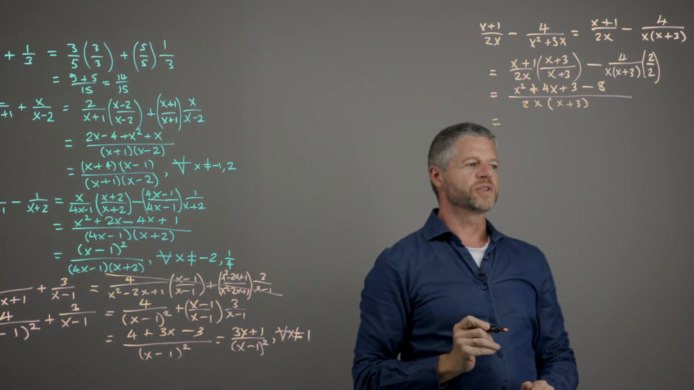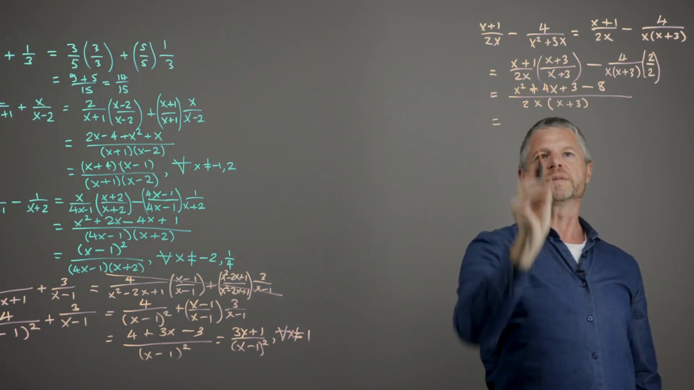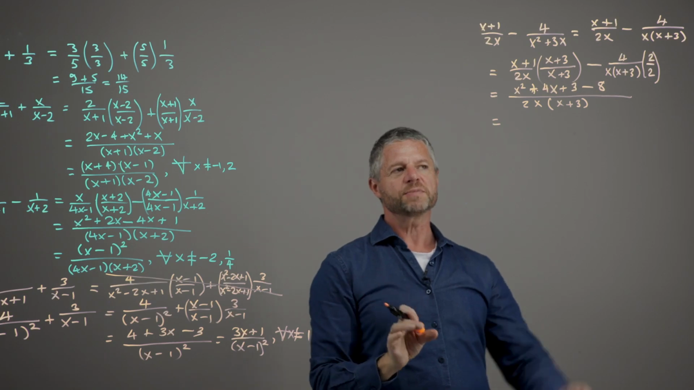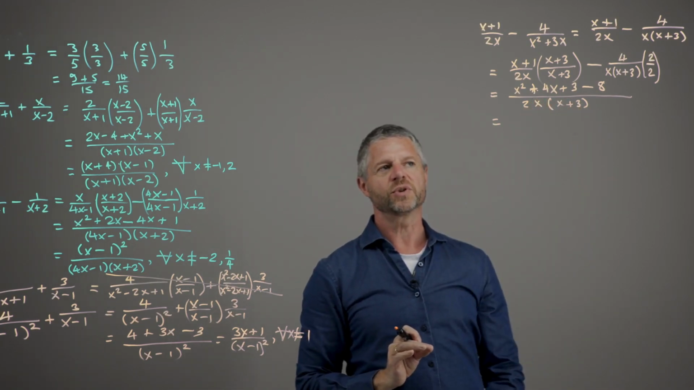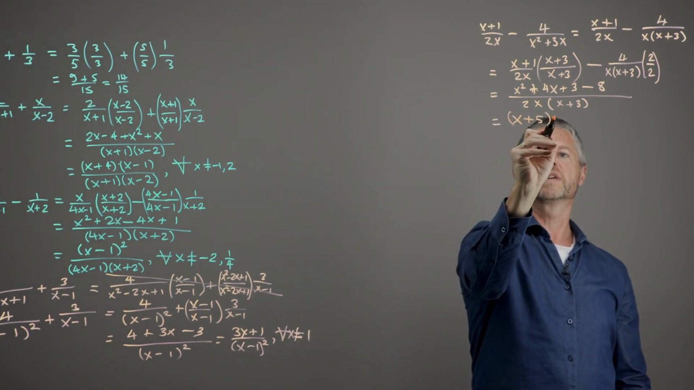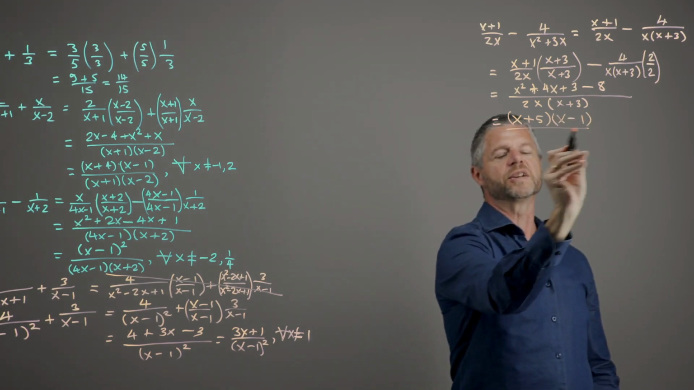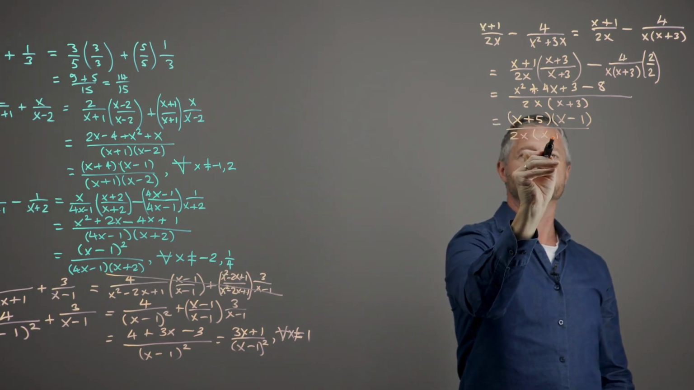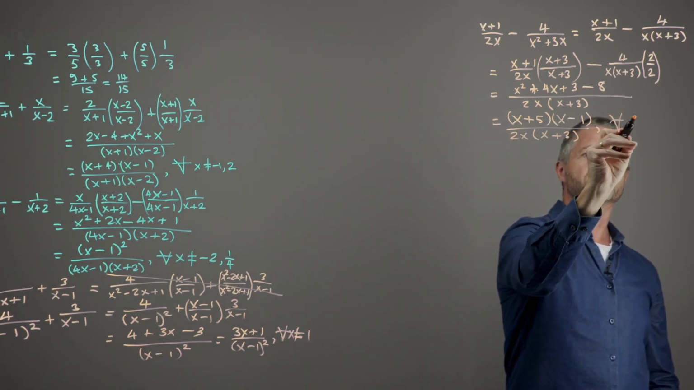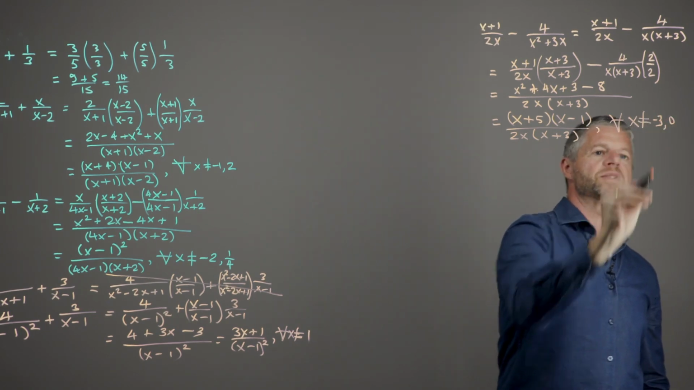Let's see if that quadratic in the numerator will factor. We're going to have x squared plus 4x minus 5. So we need two numbers that multiply to give us minus 5 and add to give us plus 4. So I think plus 5 and minus 1 would work. And then in the denominator, 2x, x plus 3. And this is valid for all x not equal to minus 3 and 0.